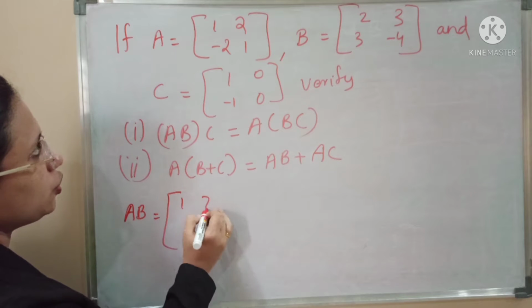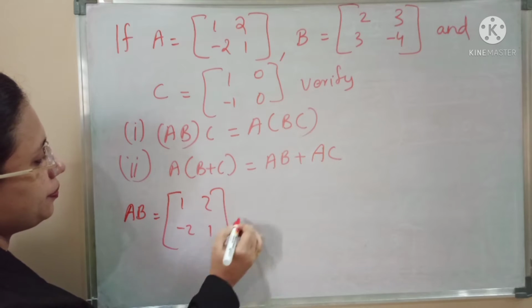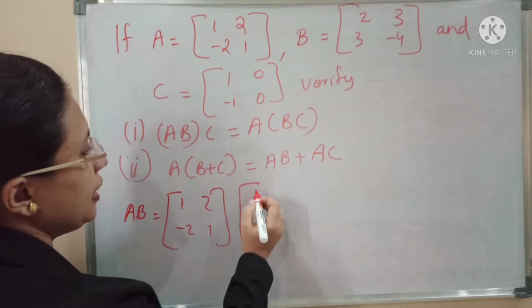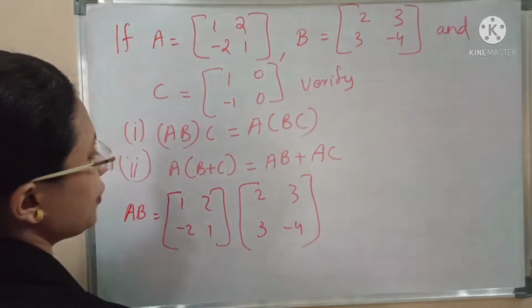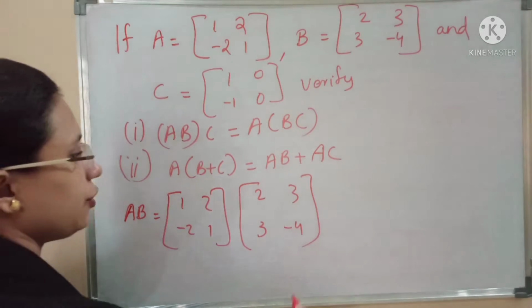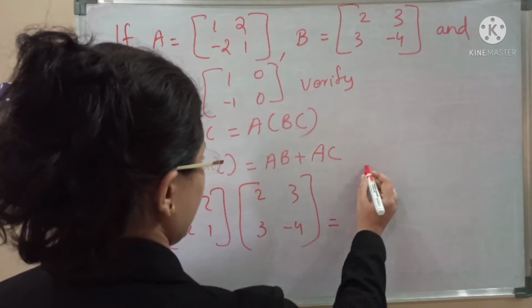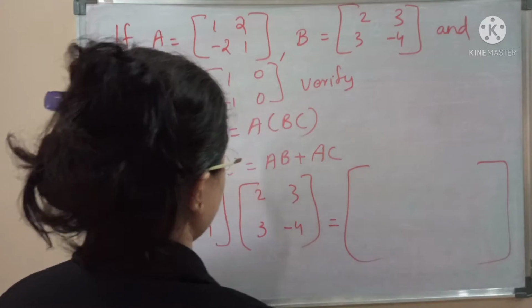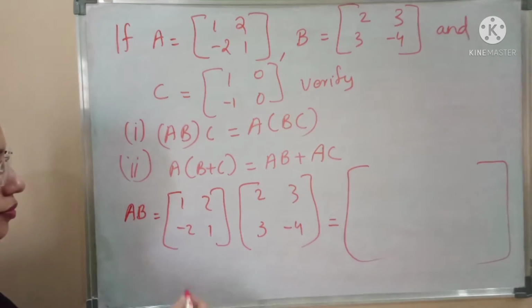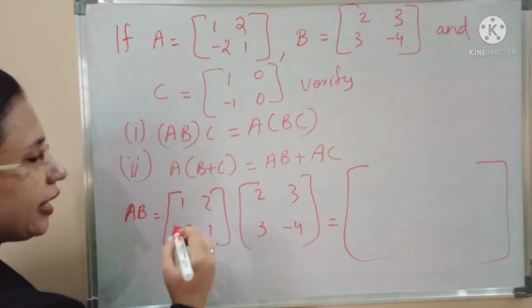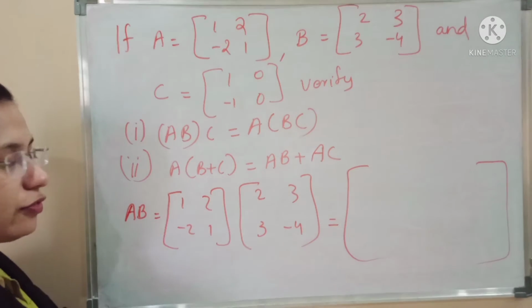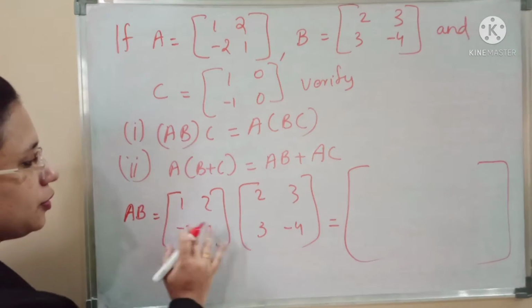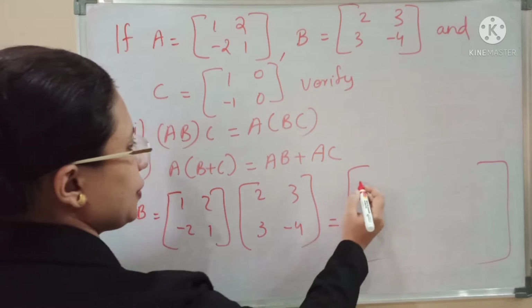A is 1, 2, minus 2, 1. B is 2, 3, 3, minus 4. You can also work out along with me. So what will be our answer? So again, I am not repeating the procedure of multiplication. We already discussed it, right? So just write the answer.